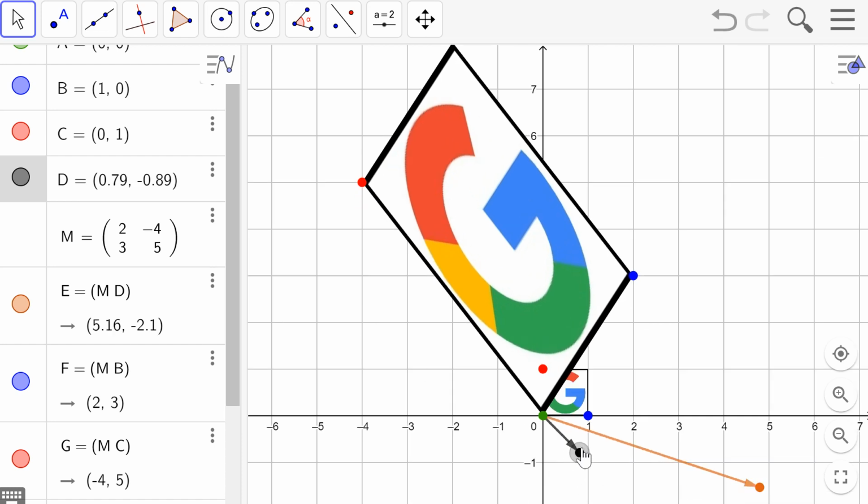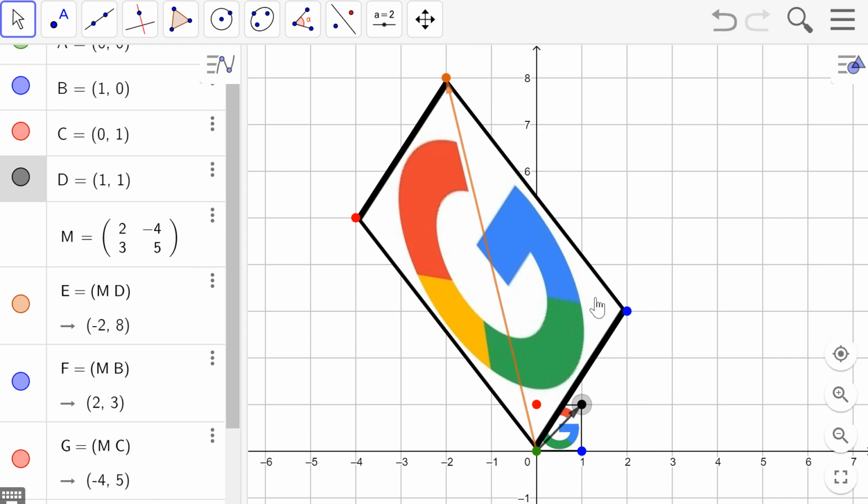You can see my black goes to orange, so 1, 0 goes to 2, 3, my red goes to my red. What is this again? 0, 1 goes to negative 4 and 5. And then 1, 1 goes to the sum of the two, which is negative 2 and 8. So let me move this black and orange picture out of the way.